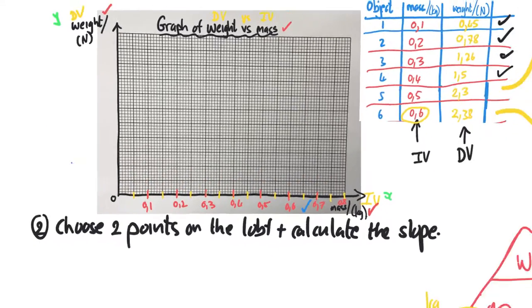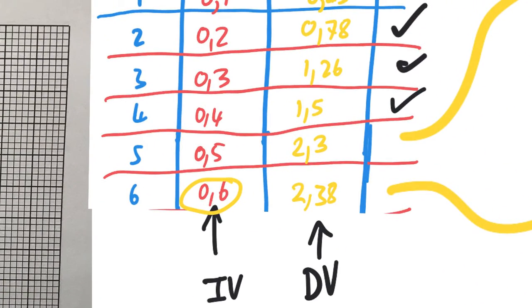Next, we look at the vertical axis. Now the vertical axis, the maximum value on the vertical axis is 2.38.